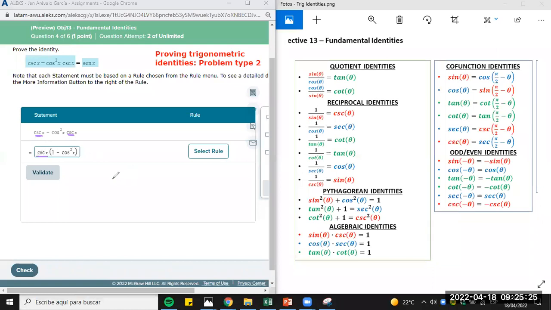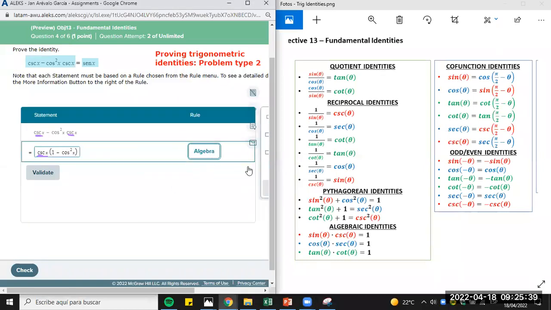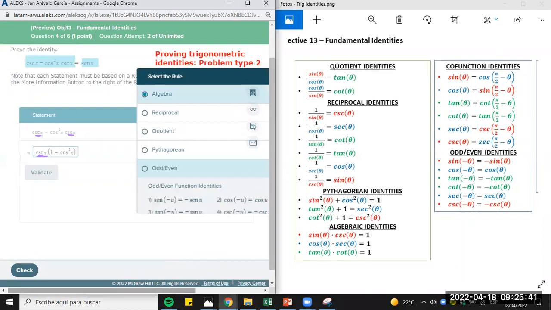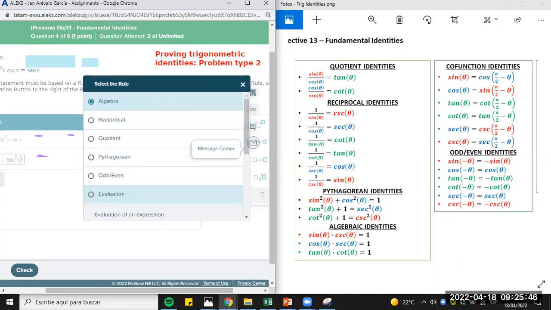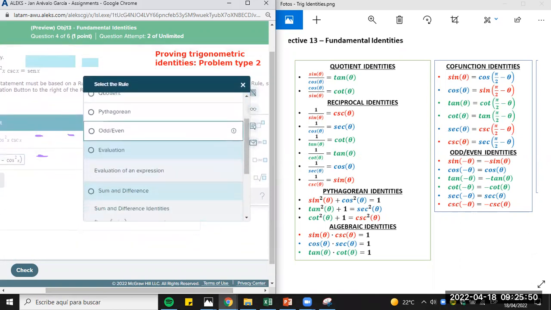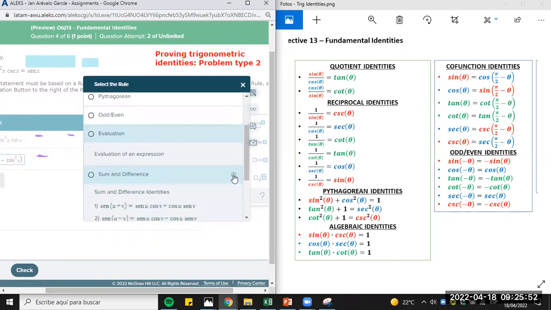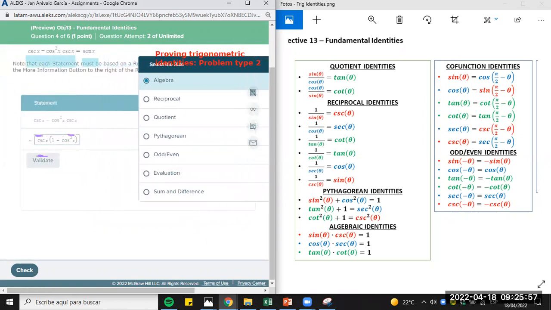This cosecant, I factored it out of the expression to make it look like this. You remember factorization from first semester? So that is just an algebraic operation. I haven't told you this, but if you press this little button in each option, you can see what are the identities that they are talking about.